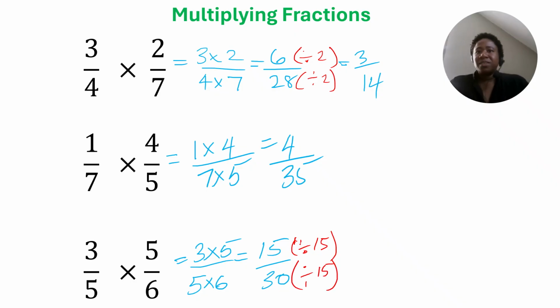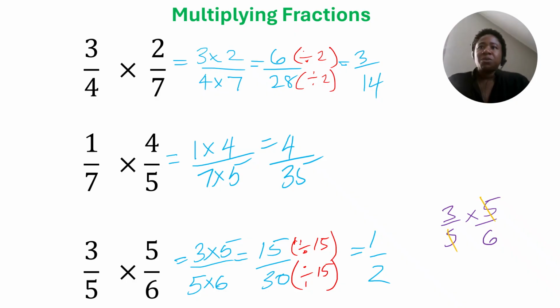And we see that 15 over 15 is 1 and 30 over 15 is 2. But to expand on the last example, 3 over 5 times 5 over 6, the fact that we have a 5 in the denominator and the numerator here, we could go right ahead and cancel out the 5's. So this actually becomes 3 over 6.